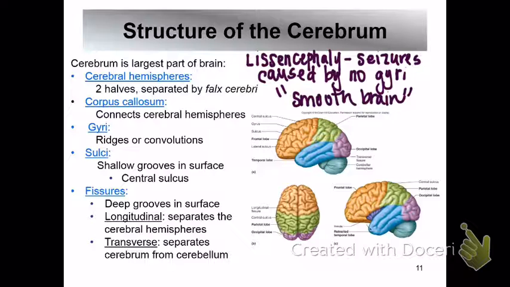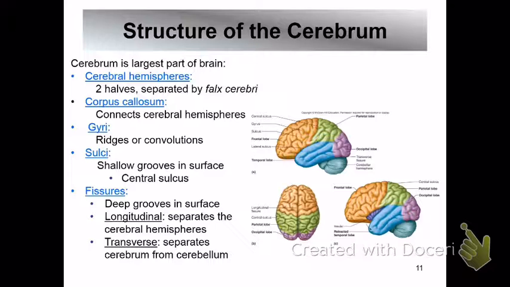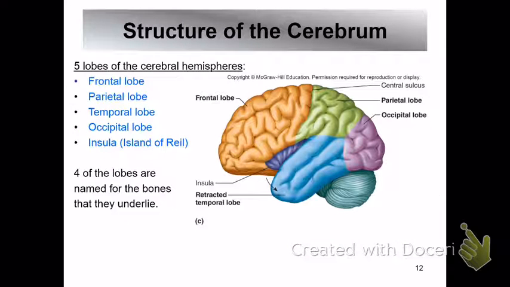And just when you're studying, if you ever see gyrus, G-Y-R-U-S, that's singular. U-S is singular. Gyri is plural. So just when you're studying, that might help you a little bit. Okay, so that's structures of the brain.